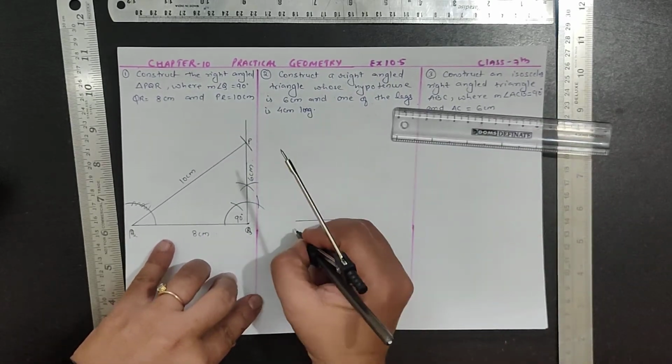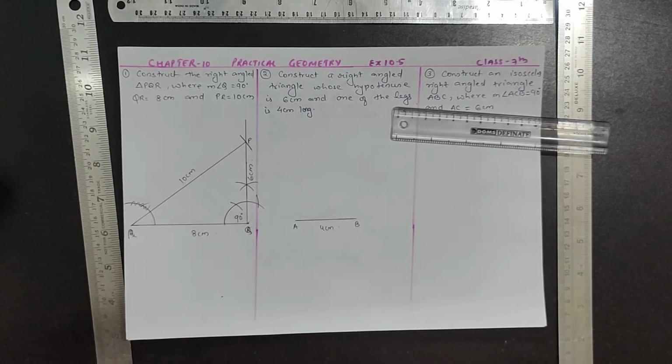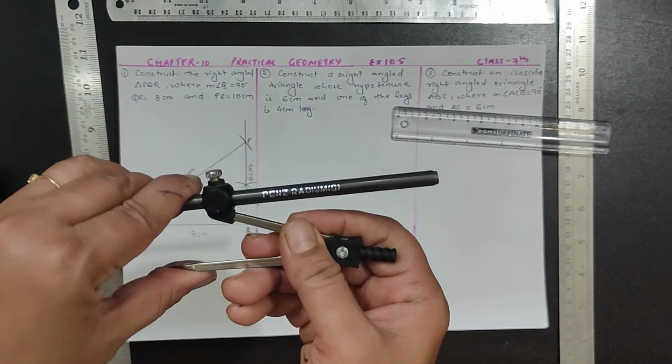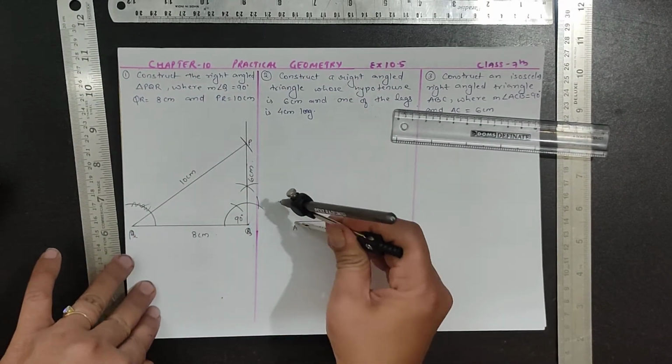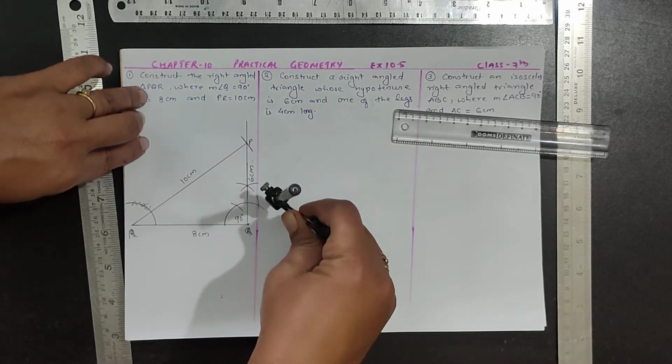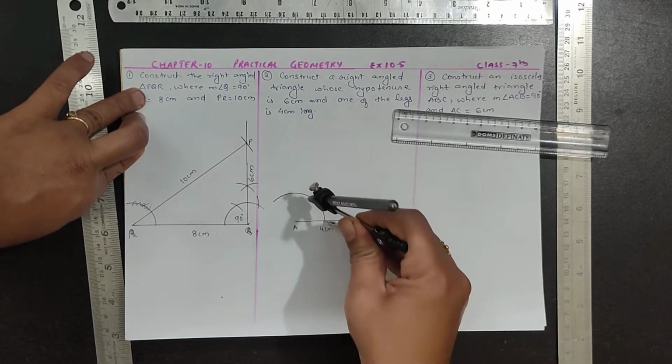Name it as AB, 4 centimeter. If it is a right angle triangle, again we have to construct 90 degree. Take any arc, a standard arc, which should be visible to everyone, to your teacher and to you. Draw a semicircle like this.